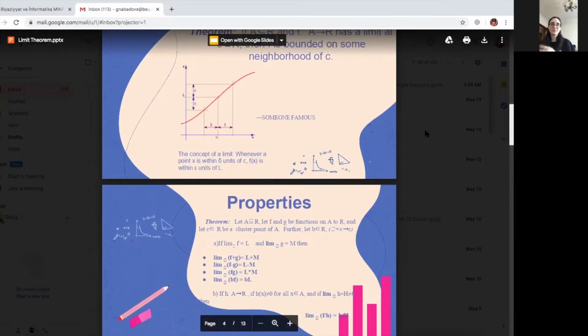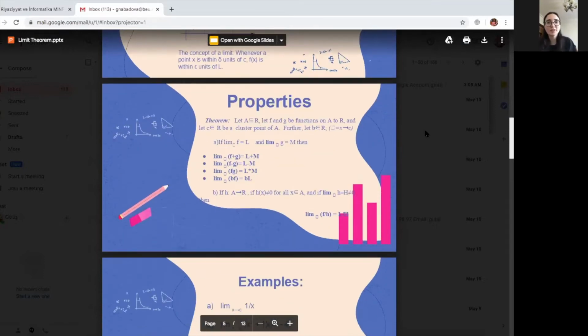These are some famous properties that we always use in our lessons. Theorem: let A be a subset of R, let f and g be functions on A to R, and let c in R be a cluster point of A. A cluster point is a point where other points gather, let's say. Further, let L and M be in R. Here I just mention briefly that x approaches c. Suppose the limit as x approaches c of f is L and of g is M.